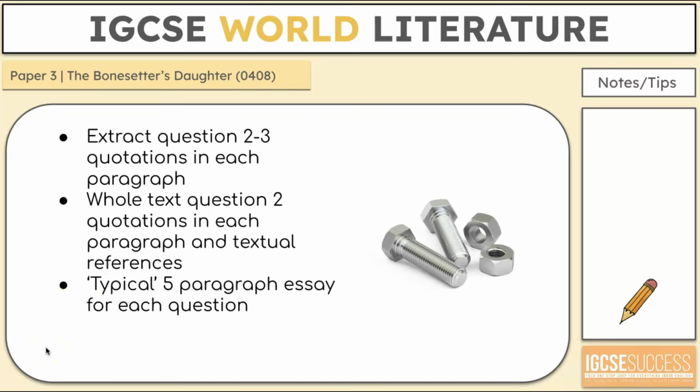Now, in terms of the extract, you've got it there in front of you. I would aim for 2 to 3 quotations. I mean, there's no excuses really. If you've got the extract there, I would probably aim for 3 actually. For the whole text question, 2 quotations in each paragraph, in addition to textual references peppered throughout the whole response, is usually what is expected for a top band response. And I would opt for a typical 5-paragraph essay structure for each question. So that's an introduction, 3 main body paragraphs, and a conclusion.